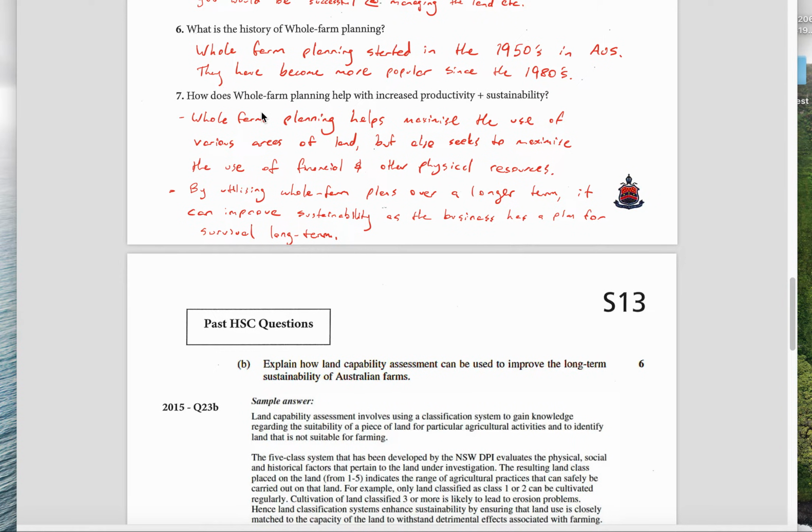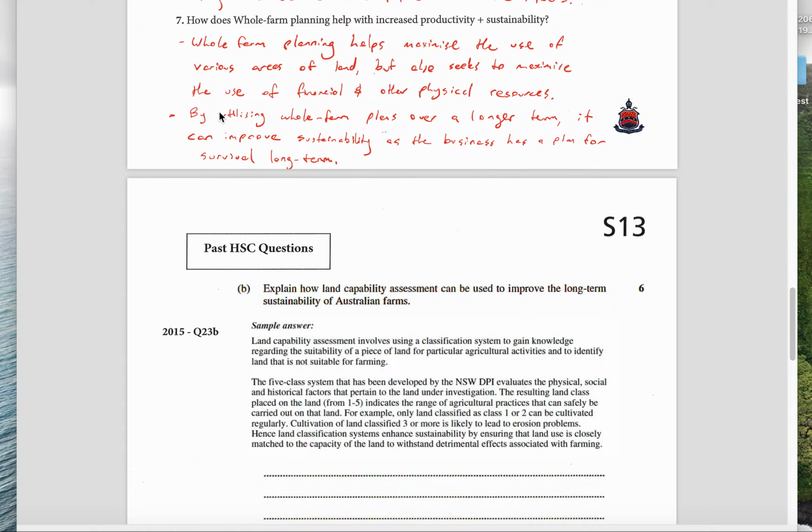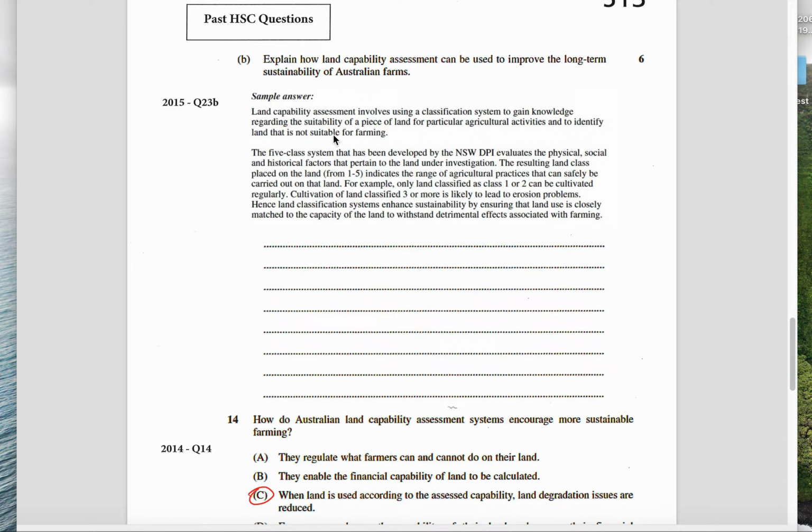So how does it help improve productivity and sustainability? Basically, whole farm planning helps maximize the use of various areas of land, but also seeks to maximize the use of financial and other physical resources. And by utilizing whole farm plans over a longer term, it can improve sustainability as the business has a plan for survival long term. All right, so this is a past HSC question from 2015.